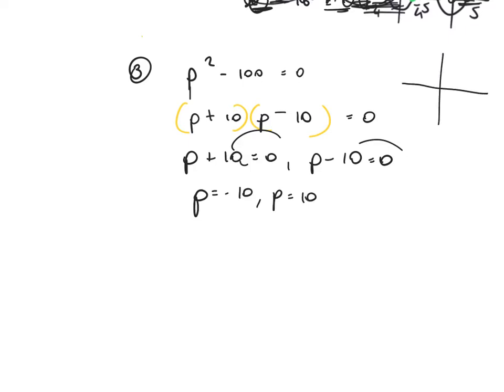And again, another visual as to what that might look like. Well, we would have a root at minus 10 and a root at 10. And that's what these numbers represent.